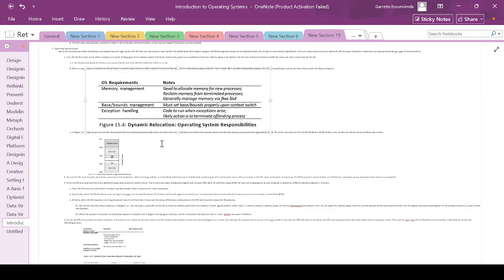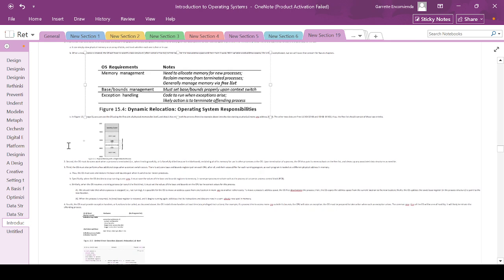For base and bounds management, the OS must also set base and bounds properly upon a context switch. The OS must be there at this critical switch, like the context switch we discussed in the previous video. It allows the interrupt, right? So the OS must also track, save and restore registers, etc. Exception handling as well: it needs to have code to run when an exception arises. The likely action is to terminate the offending process.